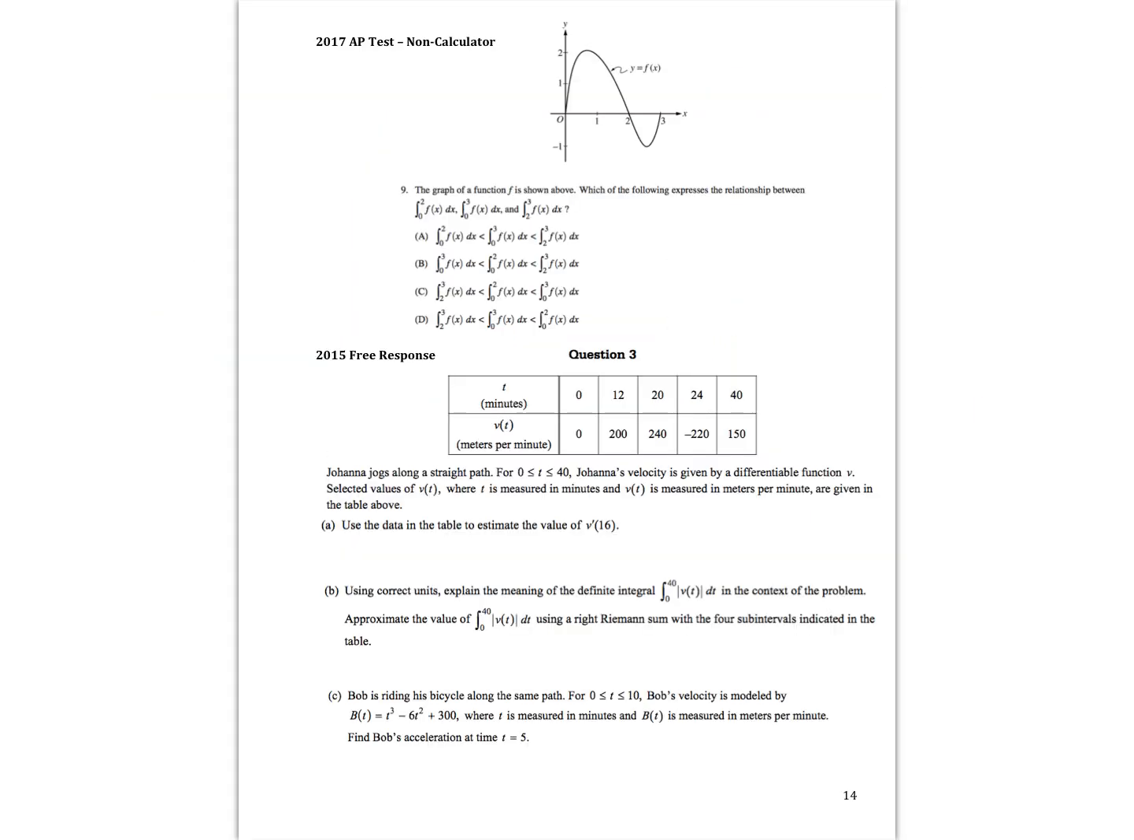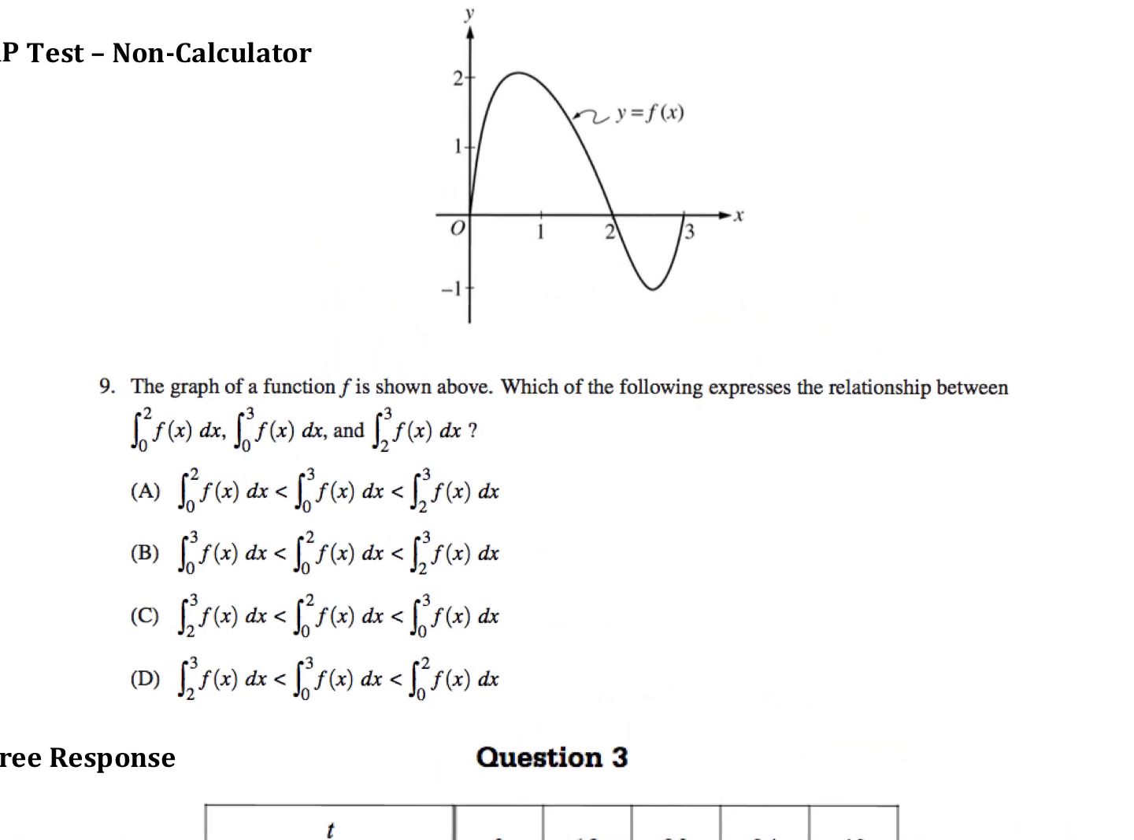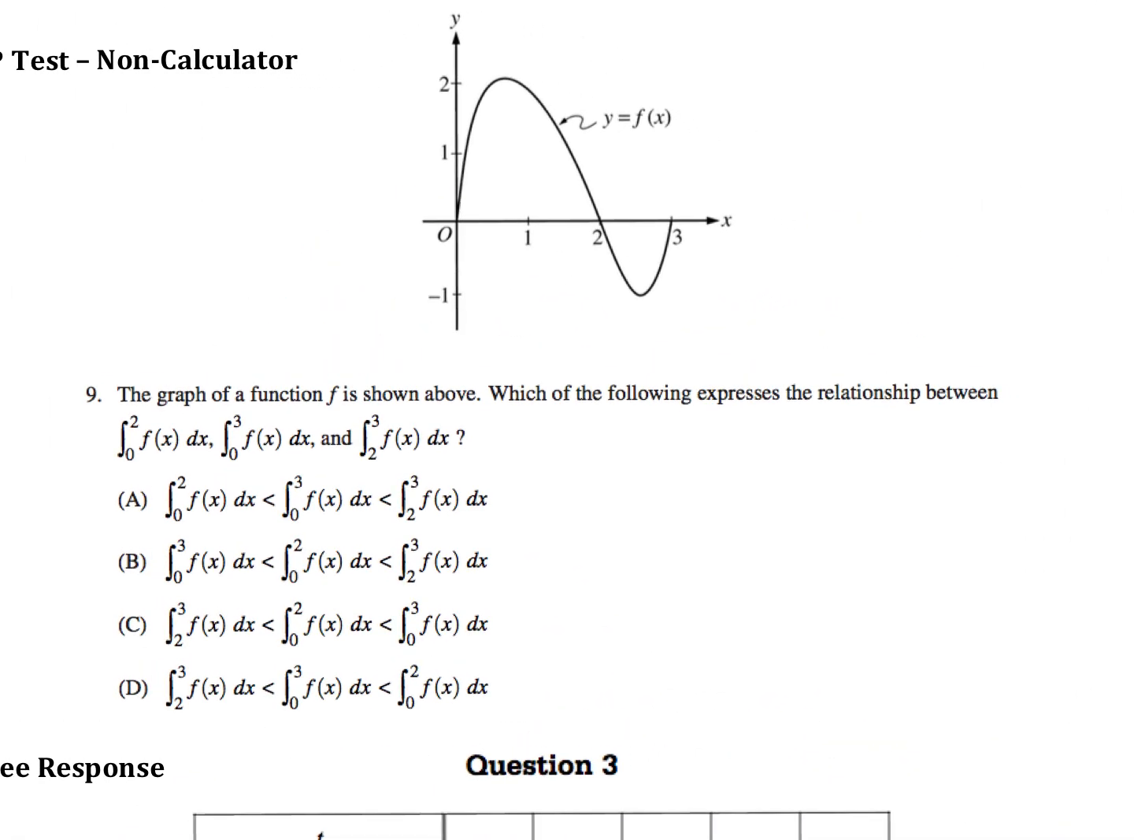All right. This question now says, lots of symbols. Woo. Which of the following expresses the relationship between? This is just talking about the area from 0 to 2. All we know about the area from 0 to 2 is it's positive or negative. Positive. Very good. The area from 0 to 2 is positive. So I might just do this off to the side. Area from 0 to 2 is positive.